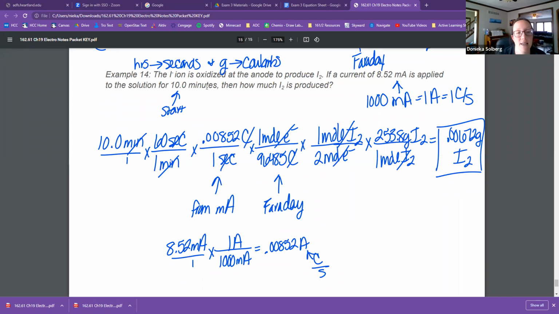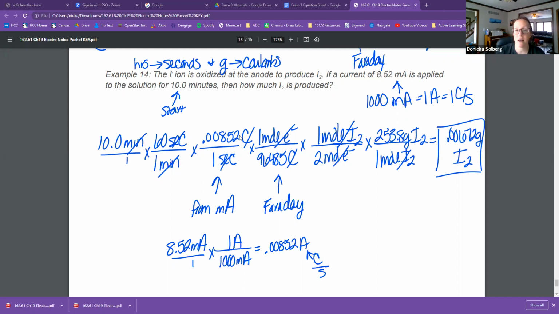Now the question is asking, if it oxidizes at the anode, how much iodine is produced? Okay, so I want to get to grams of iodine. So I've got 10 minutes, and I just went ahead and converted that to seconds because I know amps are in seconds. So I have 1 minute, 60 seconds. And then if it was going 8.52 milliamps, I converted it down here to 0.00852 amps, and an amp is a coulomb per second. So I took this value and used it as a conversion factor, 0.00852 coulombs per second. Now my seconds cancel out and I have coulombs.